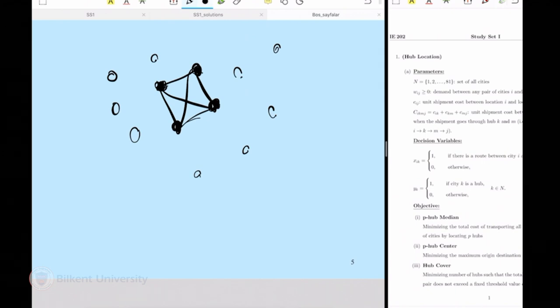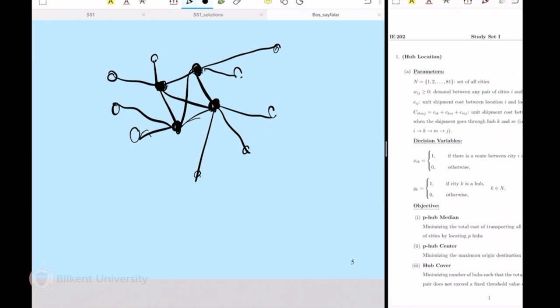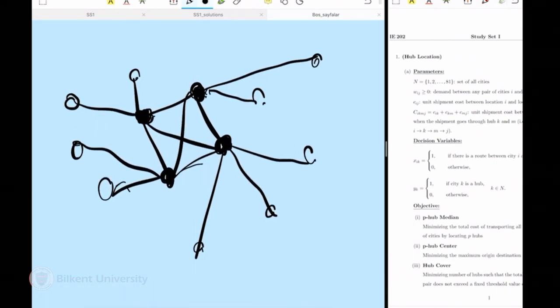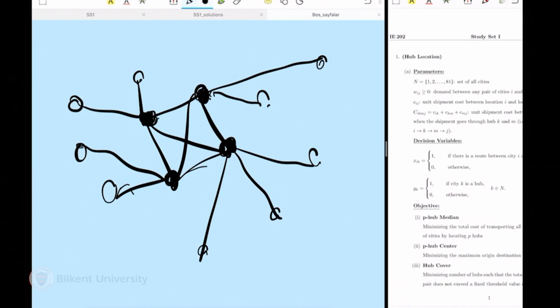For example, assume that one of the results of the model can be this. As you see, among the n number of cities that have been assigned in this question, we say that four of them are hubs, which are all connected to each other, and the other cities are connected to just one hub.